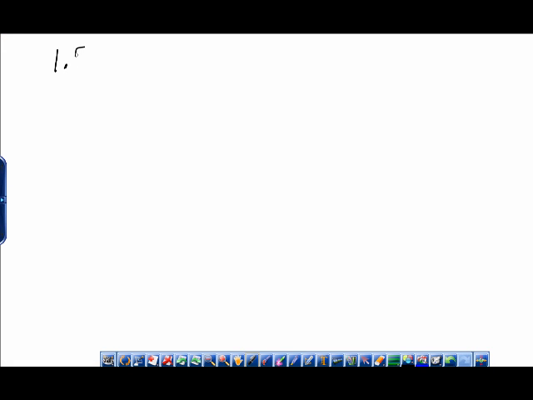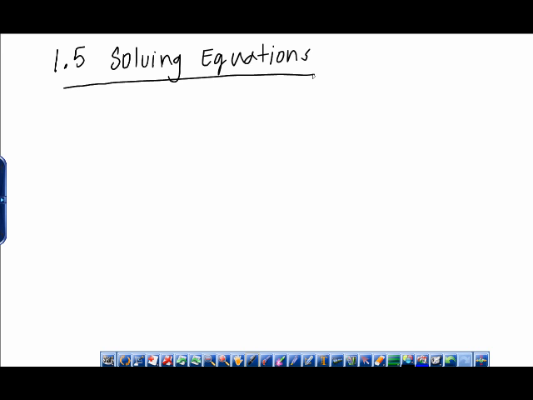Okay, 1.5 solving equations. We've been simplifying. Now we're going to solve equations. Sometimes this is harder, but usually it's actually much easier to solve equations than it was to simplify. Okay, let's start with something you're familiar with, quadratics.